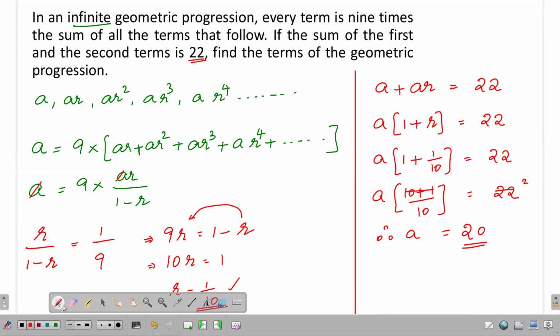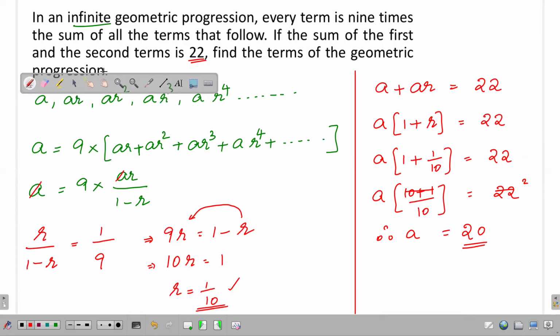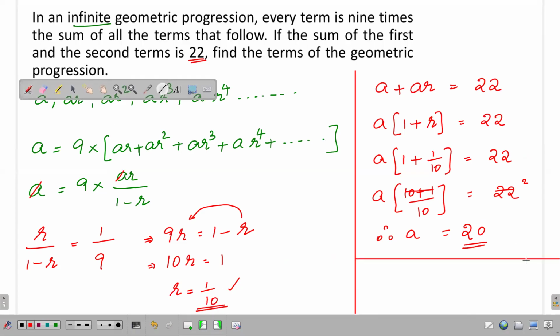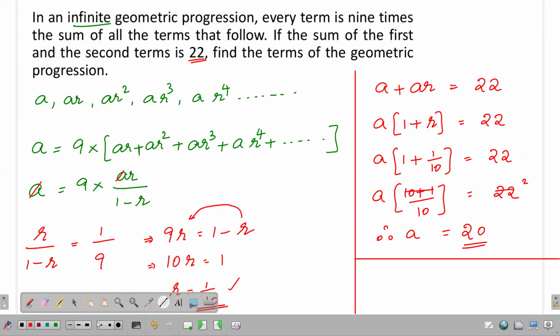Now, it is easy for me to write that progression because you are asked to find all those terms in that progression. I have considered that it is a, ar, ar square, like that it goes on and so forth. So the first term is 20. Second term is ar, 20 into 1 by 10, which is 2. 2 into 1 by 10 is 1 by 5. 1 by 5 into 1 by 10 is 1 by 50, and so on and so forth. It proceeds up to infinity.